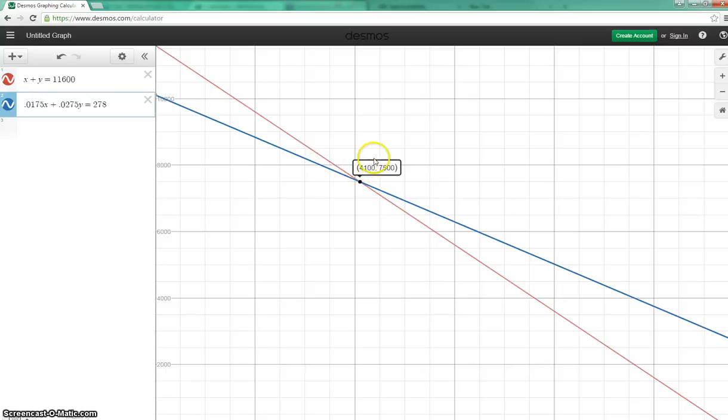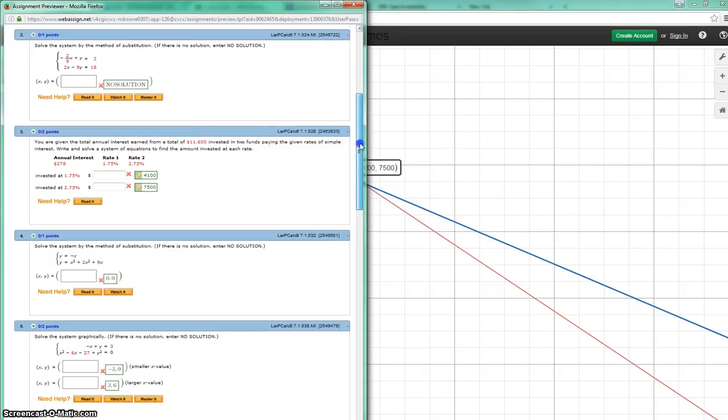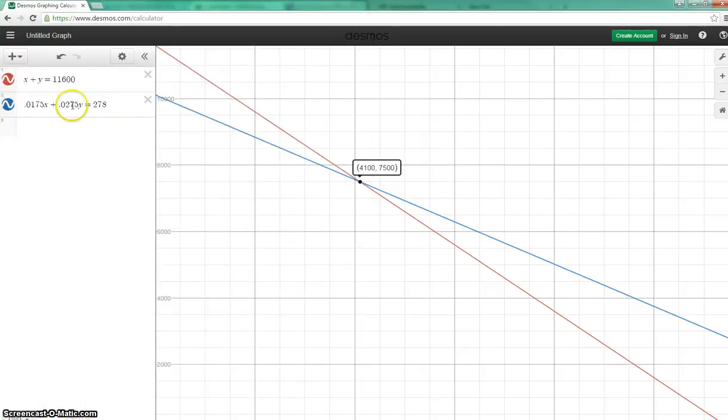So this is how much I put in the first account. This is how much I put in the second account. And that should match up to what WebAssign says. So whether we do these things algebraically or graphically, we just need to make sure we make good equations.